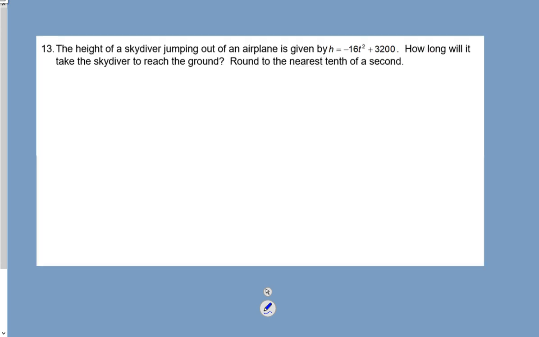Alrighty, I think just 3 more. So again, here's an equation. They've already given it to us right here. This is the height of a skydiver jumping out of a plane. Again, when they jump out, it kind of looks like this. It's half of a parabola. It says how long will it take them to reach the ground?